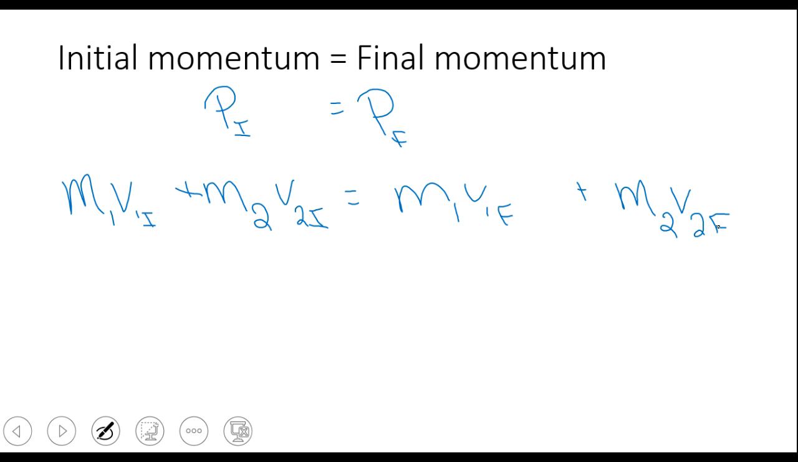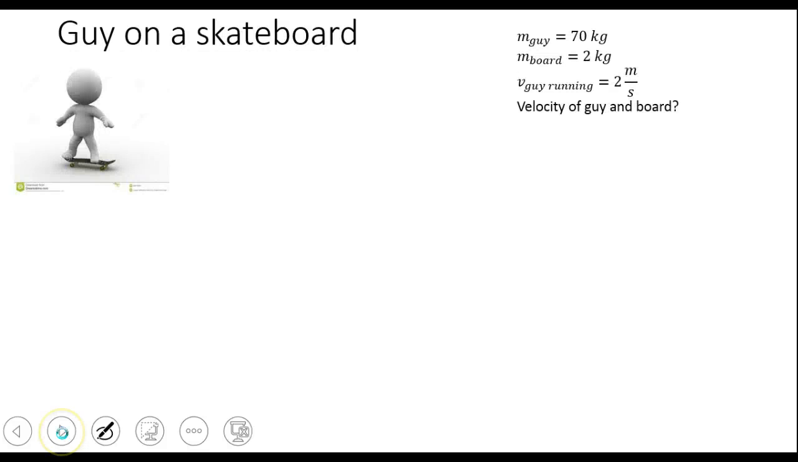If we have 3 objects interacting, then we have 3 objects interacting. But initial momentum is always going to be equal to final momentum in these problems. Alright, so let's think about maybe a guy on a skateboard. This is kind of like an impulse or a quick interaction, a combining of objects with masses and velocities. Let's say I have a guy who starts running at a skateboard, and the board is off to the right, and then the guy hops on the skateboard, and I want to know how fast both of them are going after that interaction has occurred.